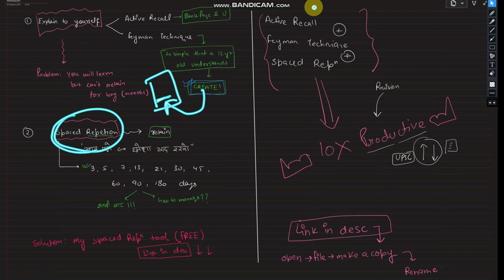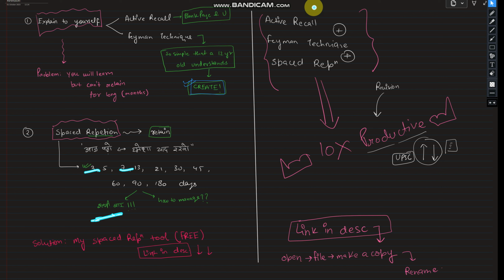Use that blank page and put it into a system called spaced repetition, और उसको इतनी बार रिवाइज करिए, like 1 2 3 4 5 6 7 8 9 10, 10 बार अगर आप कोई चीज़ का रिविजन कर लेते हैं, how can you even forget that? So we have used active recall, we have used the Feynman technique, and we have used spaced repetition to maximize our productivity, right?